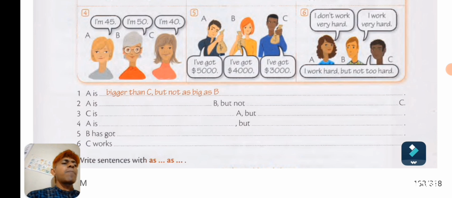Right. 6. I don't work very hard. A says, I don't work very hard. B, I work very hard. C, I work hard but not too hard. Okay. Now you can start. C works harder than A, but not as hard as B. Okay.